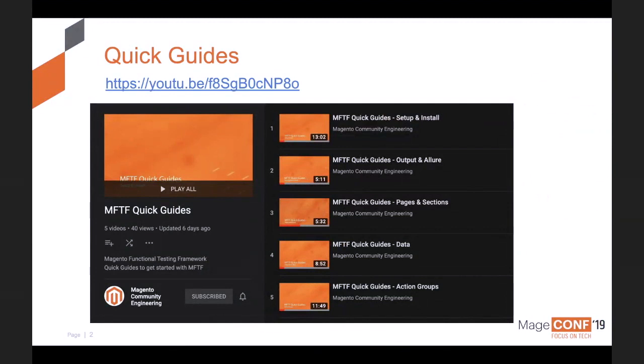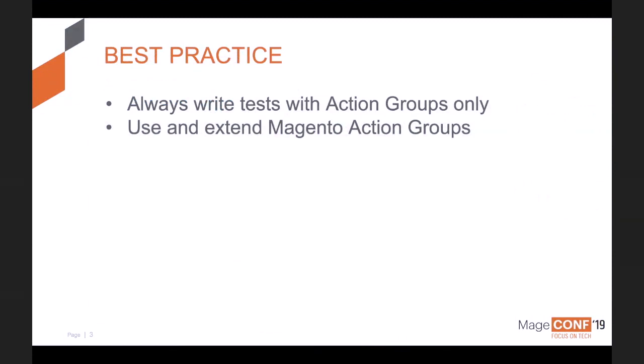So here you go. Let's start with best practice. Two bullet points here: you should always write tests with action groups only, and you should use and extend existing Magento action groups. Before you start writing your own tests, you should go to DevDocs. There is a page where I listed all of the action groups with descriptions. We just started working on this page, so it may not be very useful today, but we are working on it. It will be better and better day by day. So please go there and find it. I also included a link in the last slide with useful links.